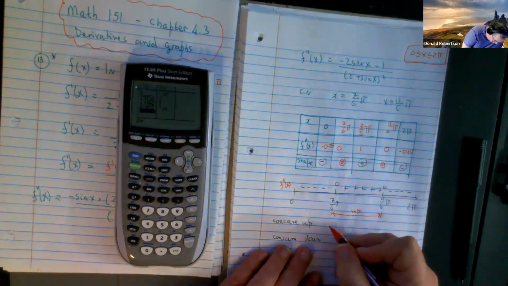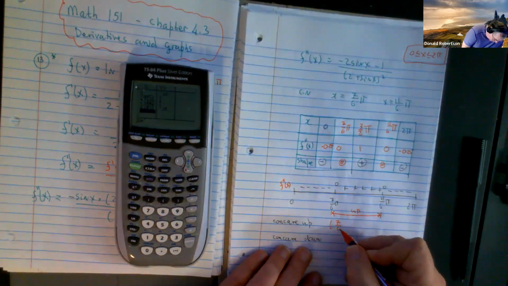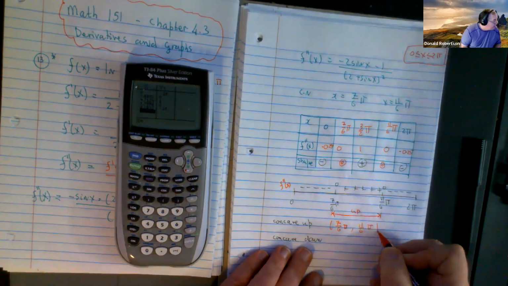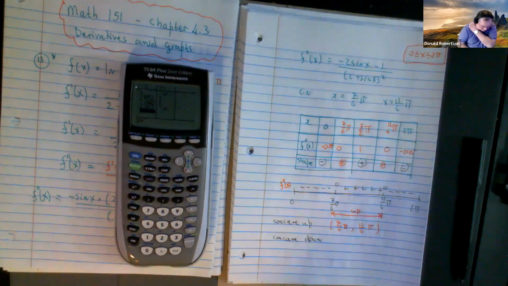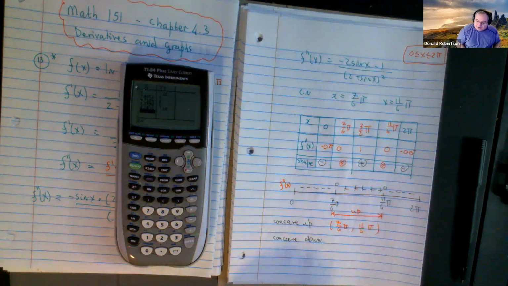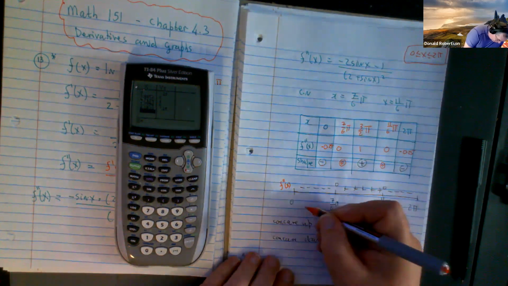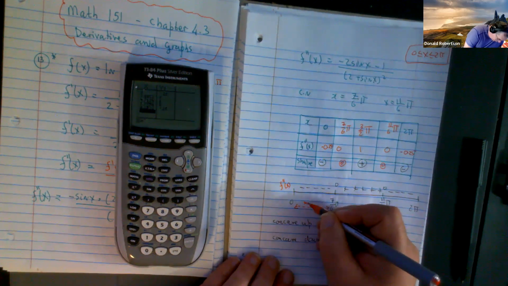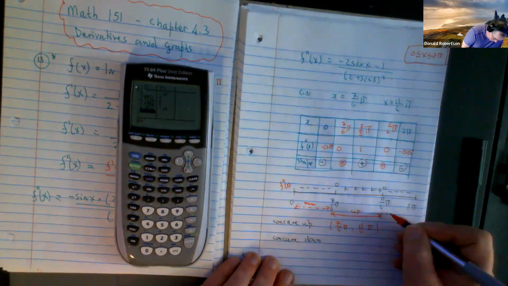And so concave up is from 7π/6 to 11π/6. Are we comfortable with that? Now, when is it concave down? It's concave down when the second derivative is negative. So in this region, and then in this region.